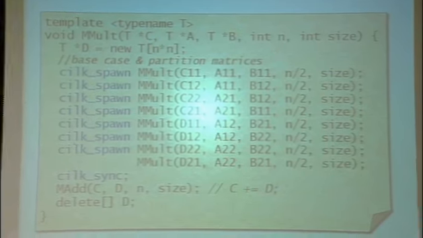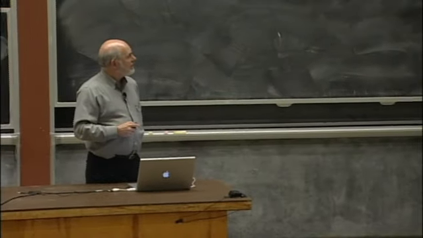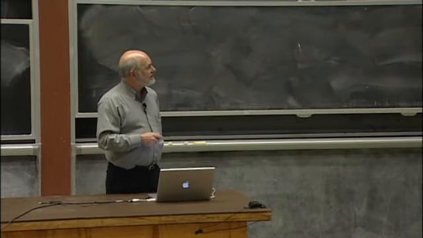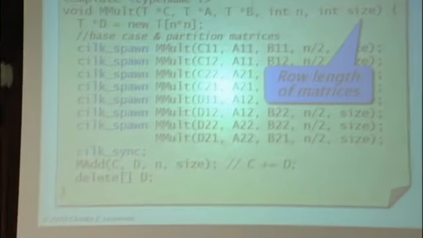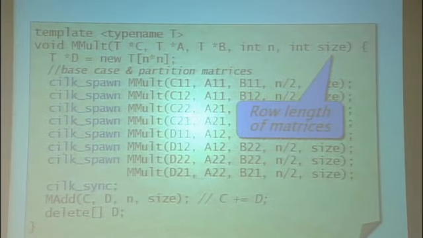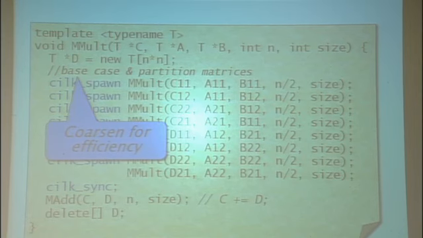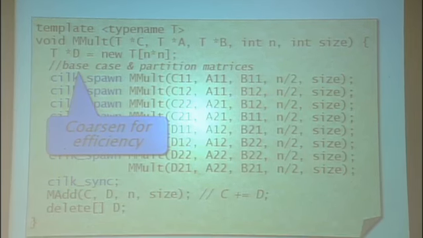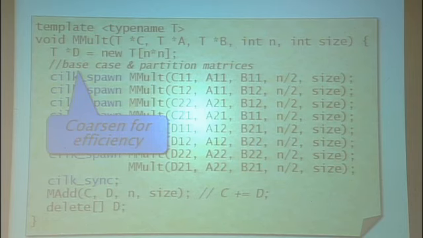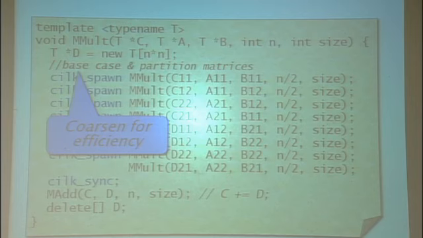Good? Questions? Okay. So, right, this is the row length of the matrices so that I can do the base case and in particular partition the matrices effectively. I haven't shown that code. Okay, and of course the base case normally would want to coarsen for efficiency. I'd want to go down to something like maybe an 8 by 8 or 16 by 16 matrix, and at that point switch to something that's going to use the processor pipeline better.